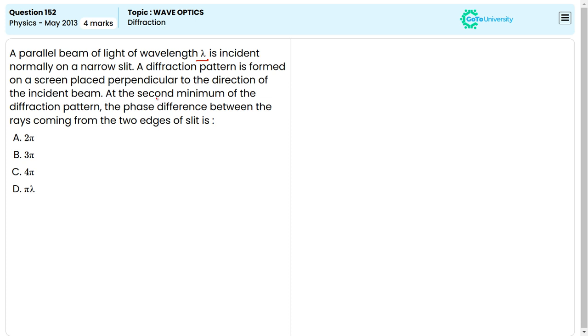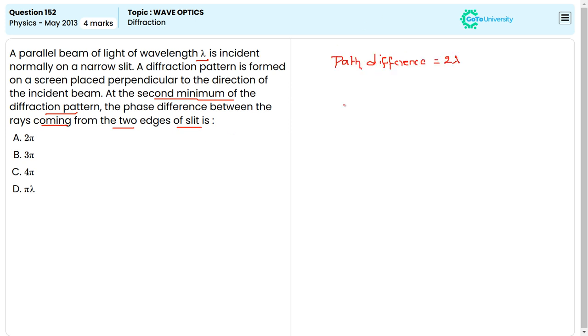At the second minimum of the diffraction pattern, we need to find the phase difference between the rays coming from the two edges of the slit. We know that for the second minimum, the path difference is 2 lambda.